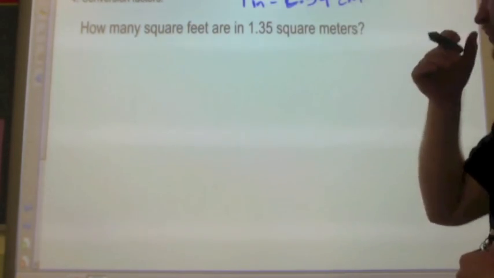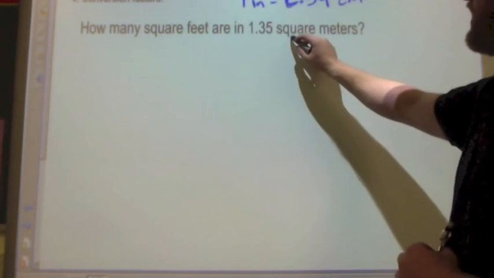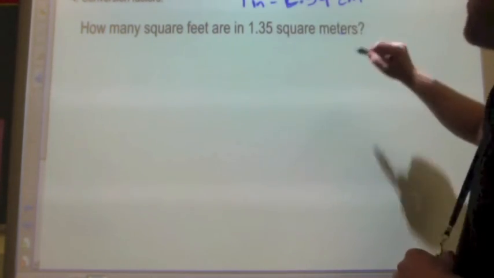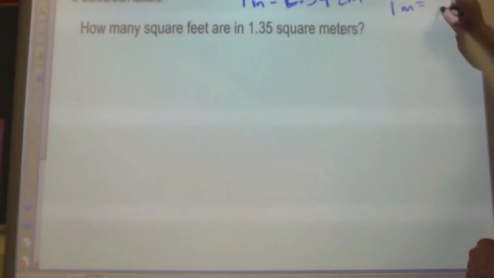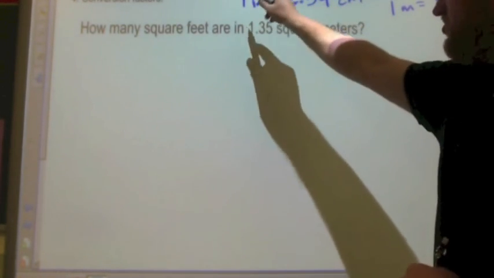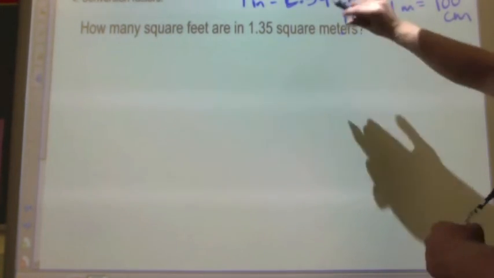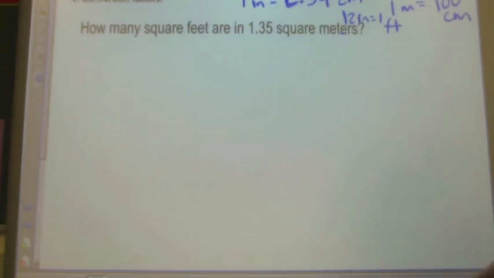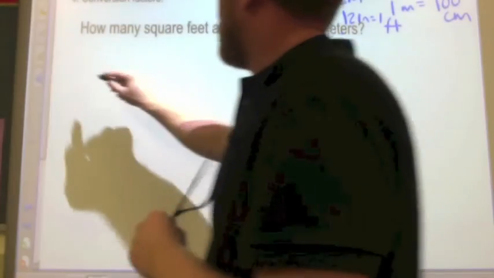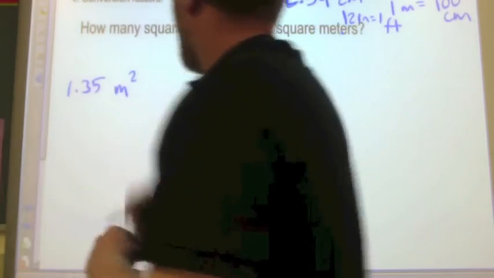And this is one thing that we'll need. Okay? So we have inches and centimeters. Let's make sure we know how to get from meters to centimeters. So that's going to be 1 meter equals 100 centimeters. And now that we're in centimeters, go to inches, and then feet is going to be 12 inches equals 1 foot. So we start with what our starting point is, 1.35 meters squared.